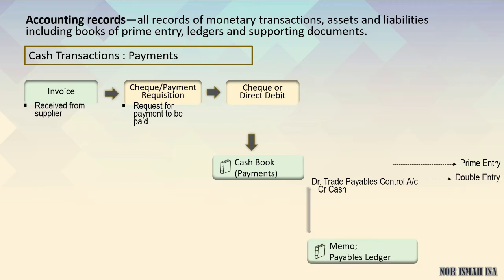Same thing for the memorandum ledger. When the buyer updates the cash book, they also need to update the memorandum payable ledger with the payment, so the debt will be decreased.